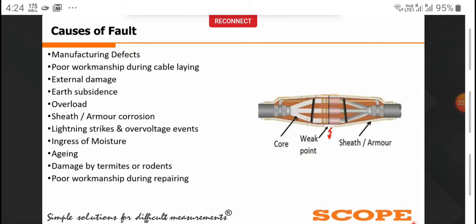Okay, next one is poor workmanship during repairing. During repairing, if the proper methods or proper care is not taken, then faults occur in the cable. I will explain in a later slide also how faults occur due to poor workmanship. In this picture, you can see that there is a weak point at the joint of the armor, and from this weak point moisture enters the cable, and this entry of moisture causes damage as I explained earlier.